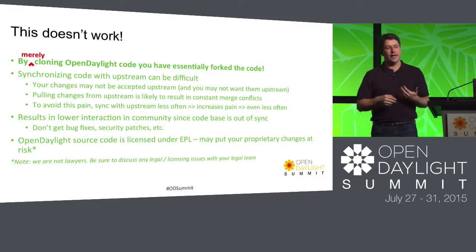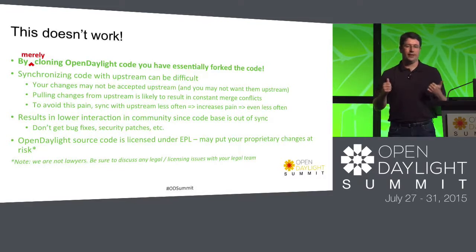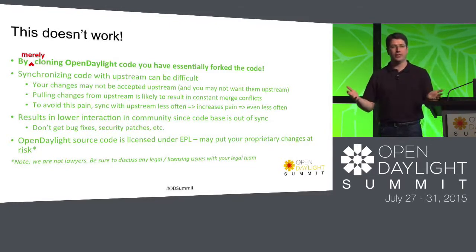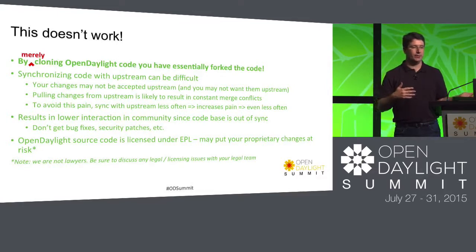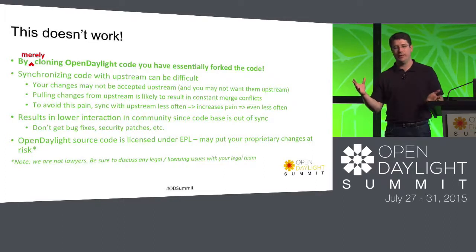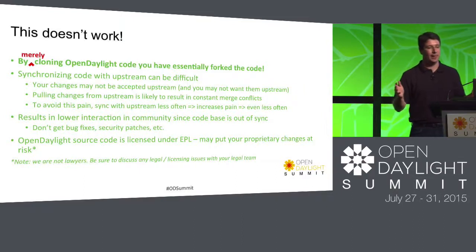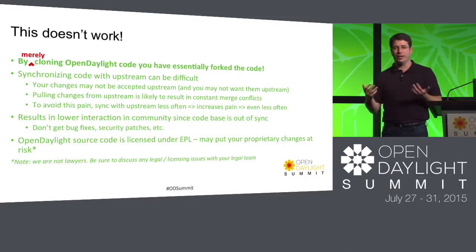So the high order bit is that by merely cloning the code, you've essentially forked it. You now have changes in your Git repository which are not upstream, which means that your changes may or may not be accepted upstream, even if you want them to be. And you have to handle the fact that now any patch which comes into the upstream of OpenDaylight, you have no idea whether or not it's going to nicely fit with the changes you've made. You have no idea if the changes that you've made are going to continue to be reasonably supported upstream. So you might actually have to re-implement all of the changes which you've made. And you basically end up in this merge conflict hell.